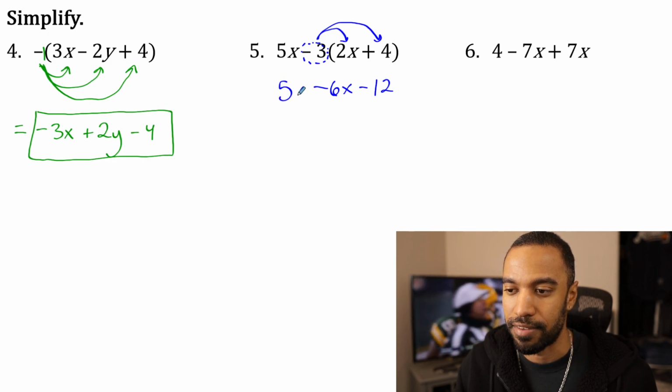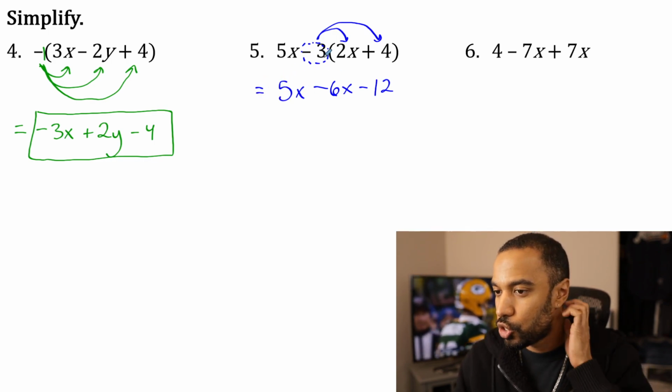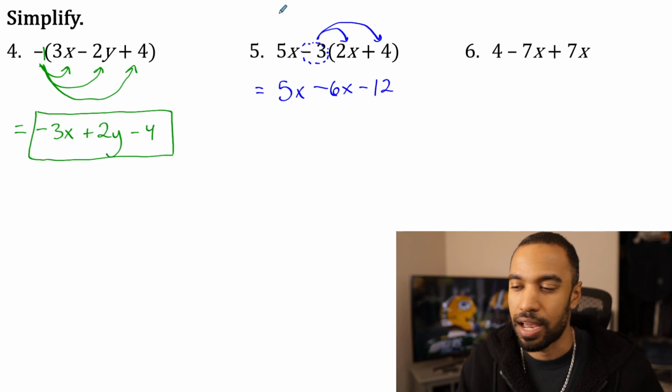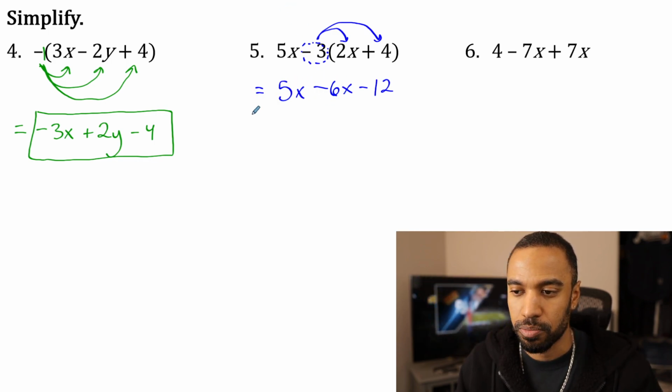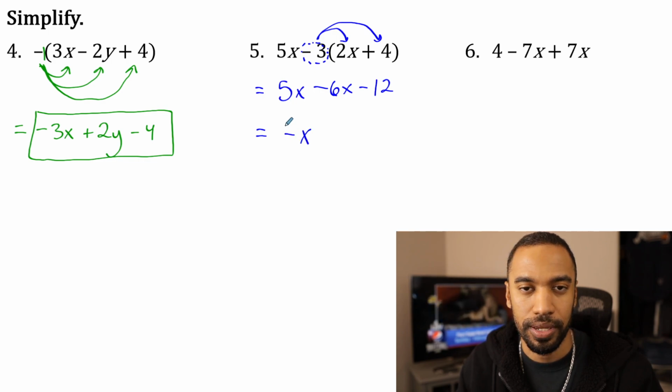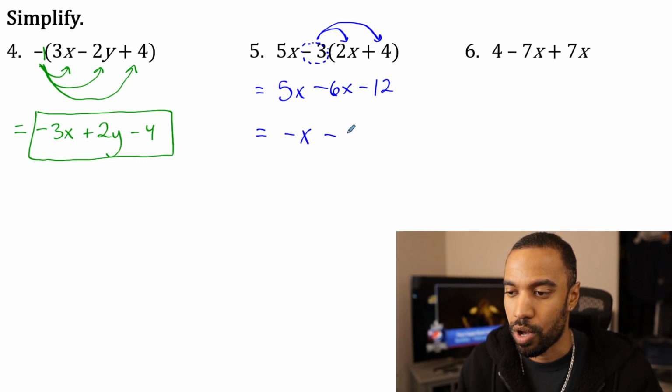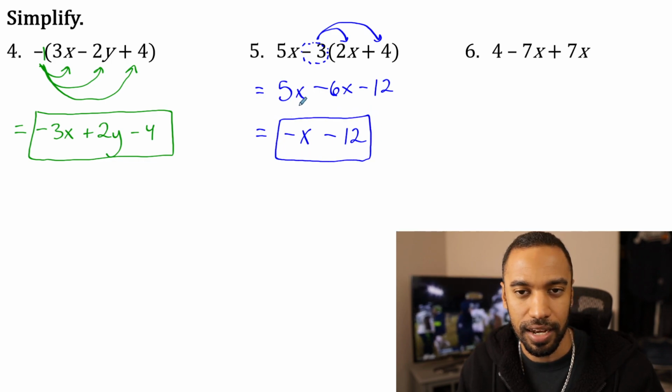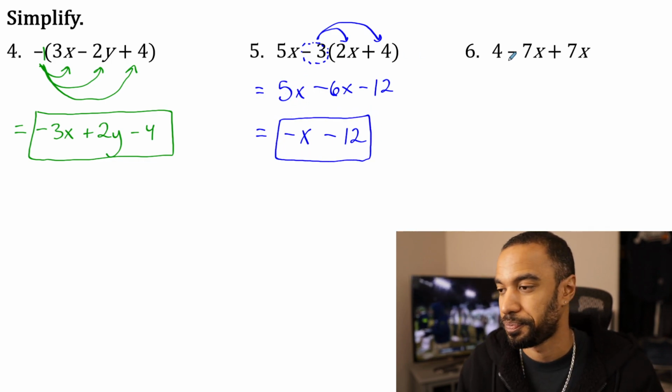By the way, there's still a 5x right here. So now that I've distributed the negative 3 into both terms, I can now combine like terms. 5x minus 6x is negative 1x, or as some people might just put, negative x. And that minus 12, which combines with nothing, is also going to hang out and subtract with the negative x. I get negative x minus 12.